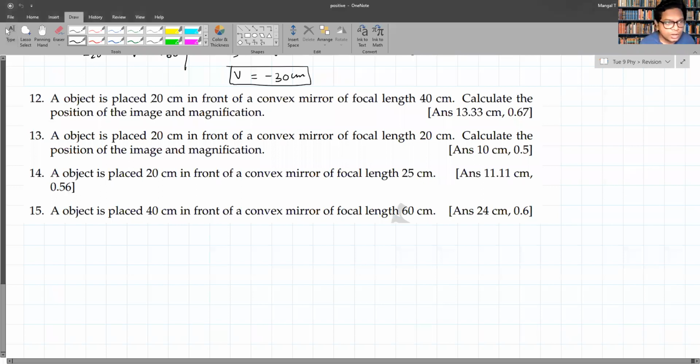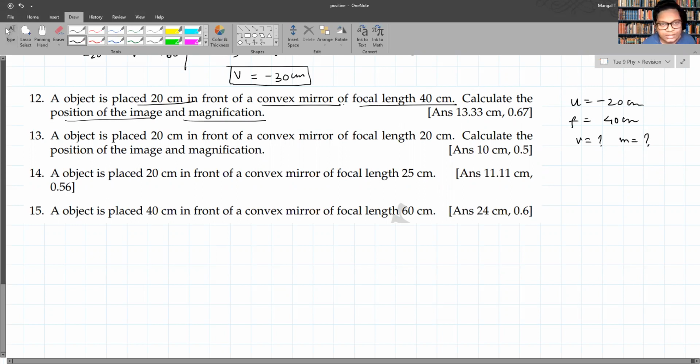Now here, an object is placed 20 centimeter in front of a convex mirror. So u is always negative, and the convex mirror, so the focal length is positive 40 centimeter. Again, they are asking for the image and magnification. So v is equal to question mark, magnification is question mark.